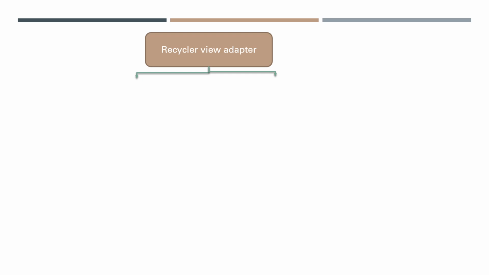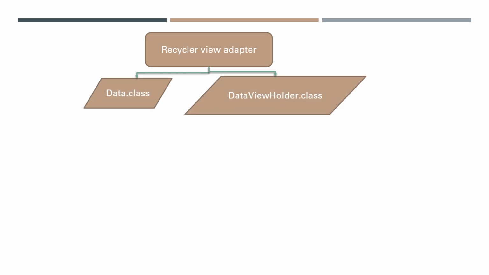This recycler view adapter, this Firebase recycler view adapter, is going to take two things. It will be our data class, and the other will be our data view holder class. This data class is the class within which we are going to get the data from the Firebase and store it into it.